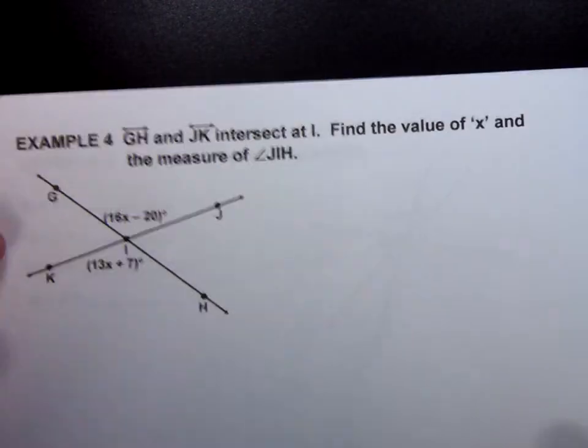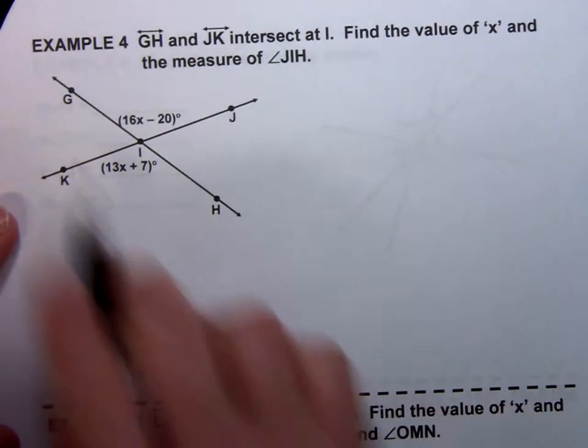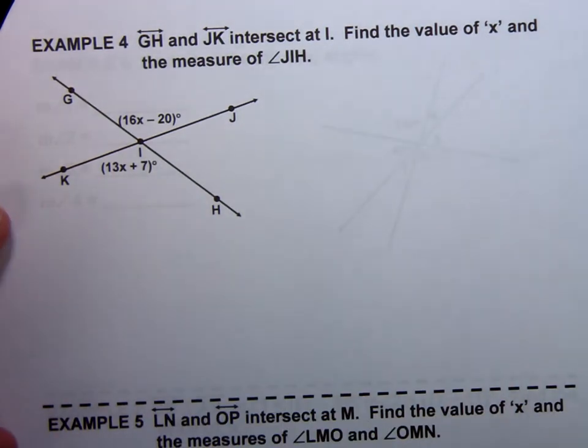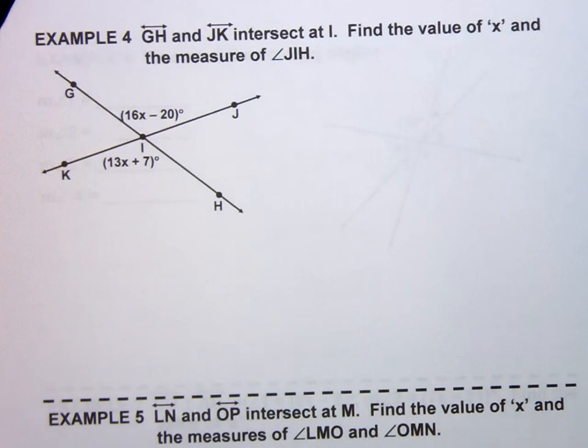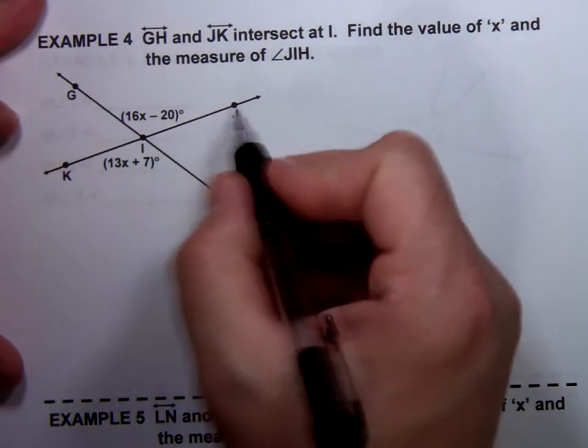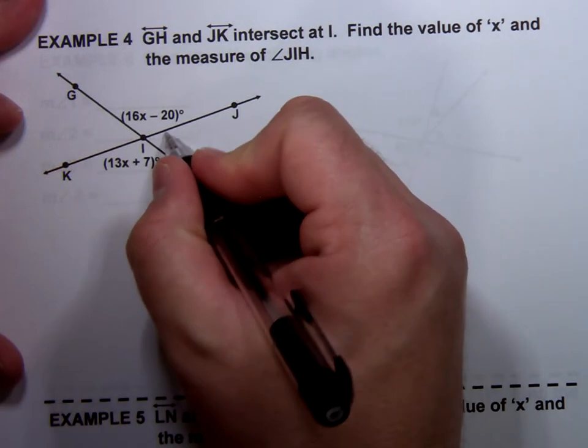Okay, let's check example 4. Line GH and line JK intersect at I. So we've got two lines intersecting. So that's when we create vertical angles and linear pairs. Find the value of x and the measure of angle GIH. We want to know what this angle is.